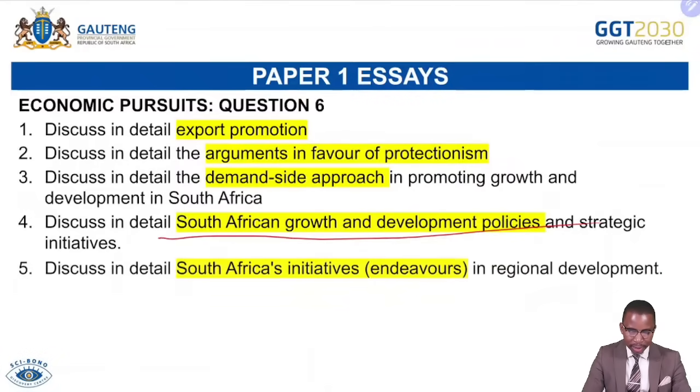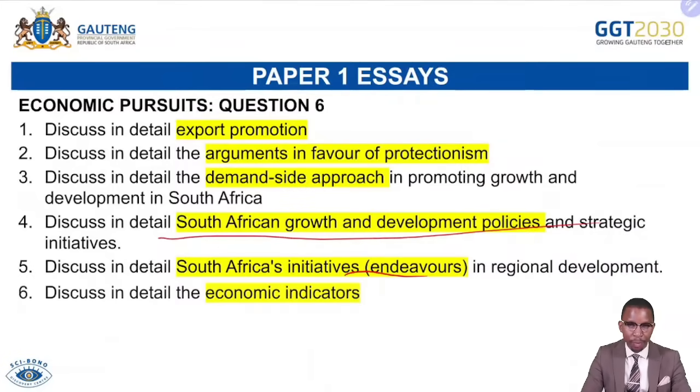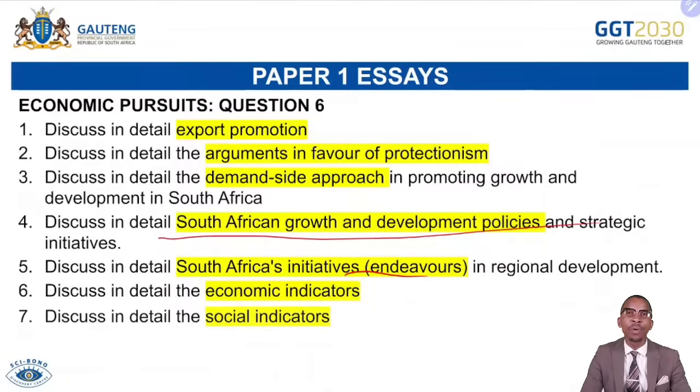Then you can discuss in detail South African initiatives and endeavors in regional development. I will come back to this one again. Then discuss in detail economic indicators, which include money supply indicators, interest rate indicators, foreign trade indicators, productivity indicators, and inflation indicators. Those are the indicators. And then discussing detailed social indicators that include demographics, nutrition and health, including malnutrition, services, education, health, etc.